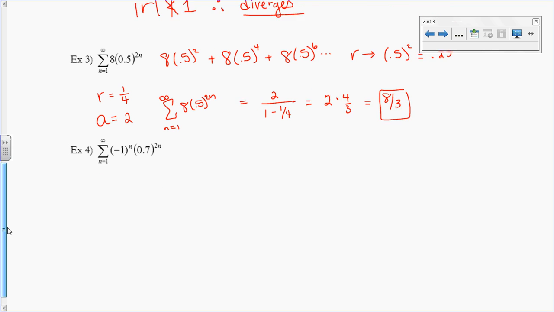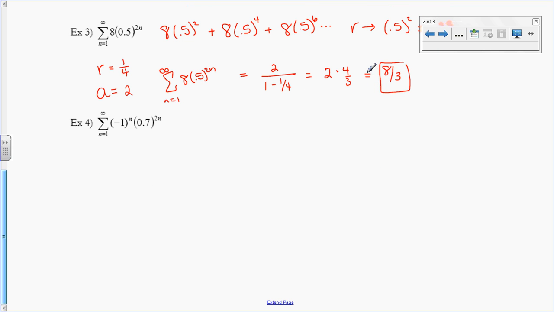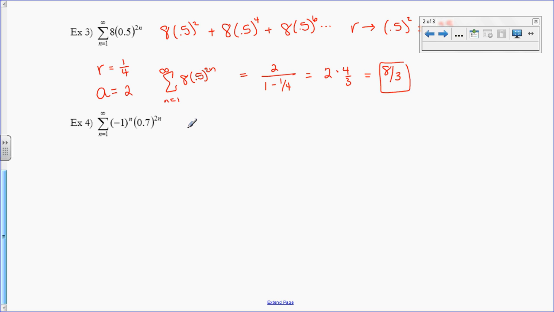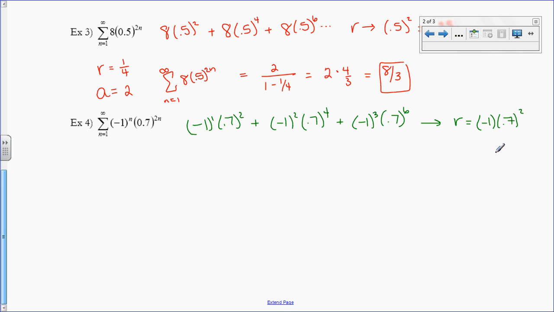Okay, so very last one. Two exponentials. What does that mean? Well, for this one, if I write out my terms, when n equals 1, this is going to be negative 1 to the first times 0.7 to the second, negative 1 squared times 0.7 to the fourth when n is 2, negative 1 cubed when n equals 3, so now 0.7 is to the sixth. So what did I multiply by each time? Well, we multiplied each time by negative 1 and by 0.7 squared, which means negative 0.49 is r. Does that make sense?